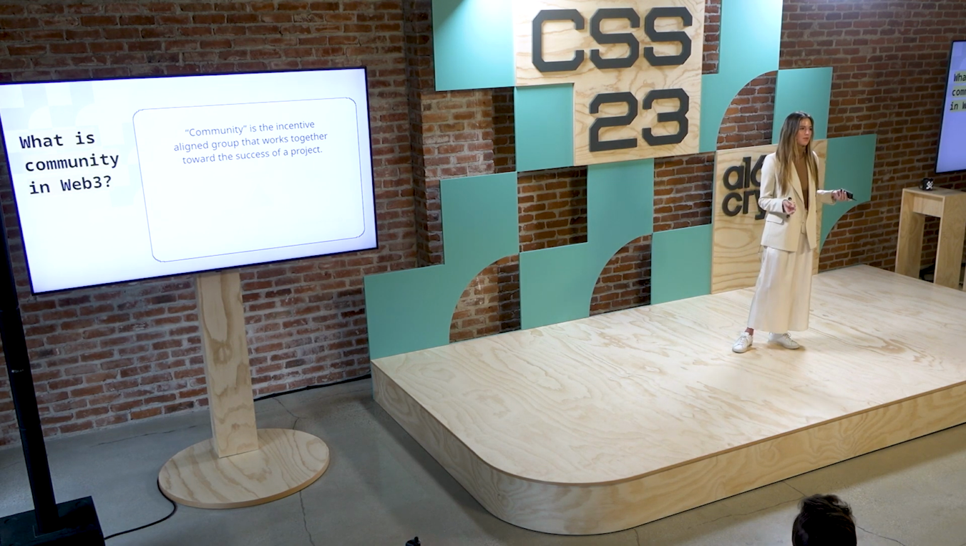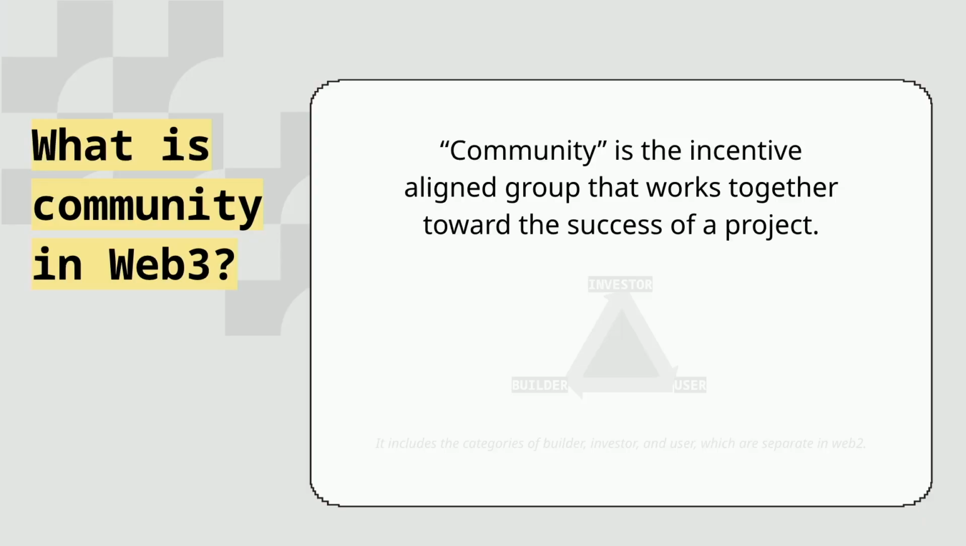So Web3 is a substrate. It's a clay. It's a set of tools for building incentive alignments, right? That's what it is. And community is the incentive-aligned group that works together toward the success of a project. And there are these three categories: builder, investor, user. And we're here sitting in the office of an investor, but this investor also helps you get users, also is technical and can contribute to code. The users of your product could also contribute to your code.